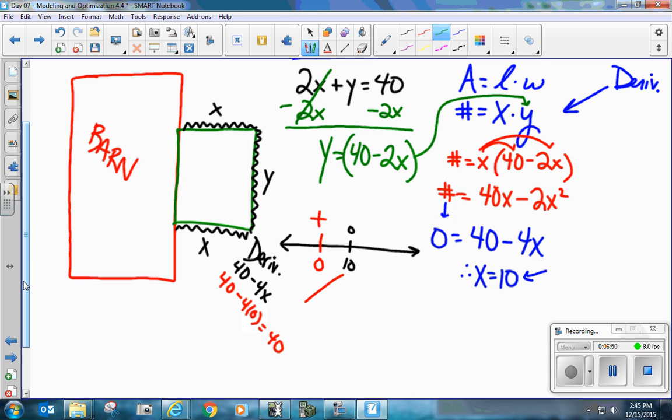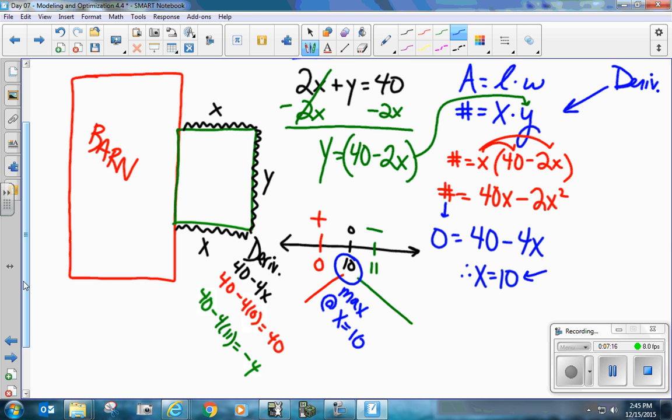Let's try 11. I can pick any number to the right. I could have picked 20. I could have picked 100 if I wanted to. So we have 40 minus 4 times 11, which is 40 minus 44, which is negative 4. That is negative. It slopes down, which means this is indeed a max point. So the max point is x equals 10.